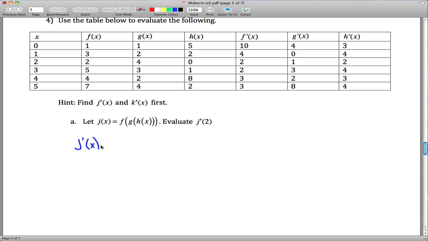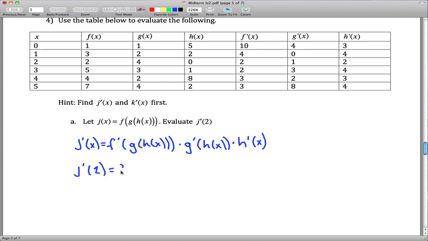So j prime of x is, well, we'll have to use the chain rule here, right? The derivative of the most outside thing times, now we've taken care of that, derivative of the next level, times, now we've taken care of the g, so we've got to take the derivative of the most inside part, the h prime of x. So if you could get to there, then j prime of 2 is f prime of g of h of 2 times g prime of h of 2 times h prime of 2.